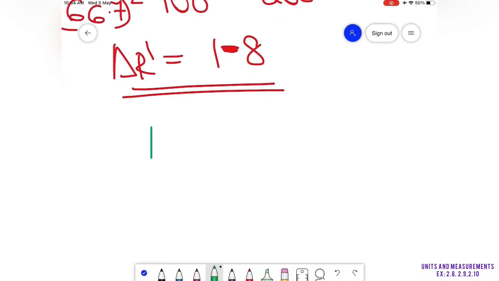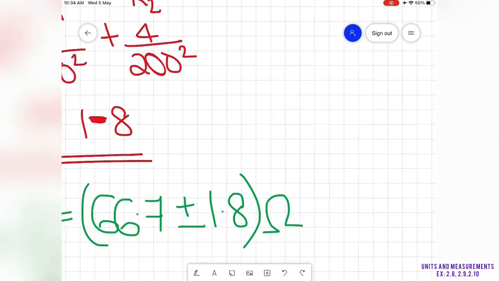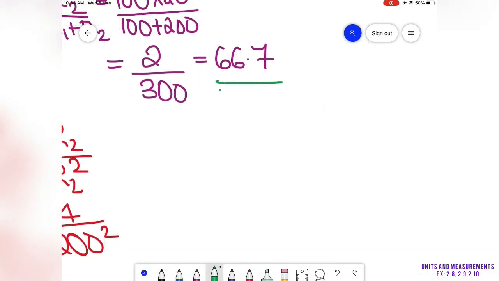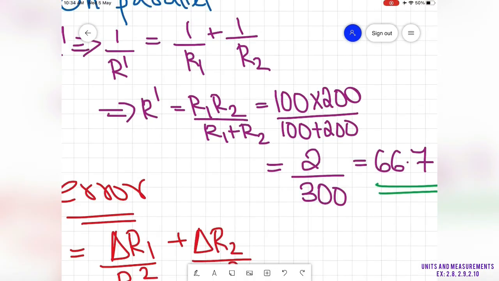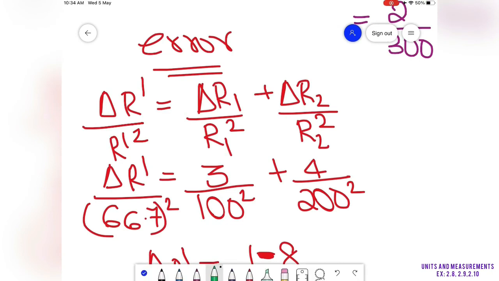So in final, we can write the equivalent resistance as 66.7 plus or minus 1.8 ohms. That is your final value. We got the 66.7 value from the equivalent resistance formula, and the error, 1.8, from this equation.